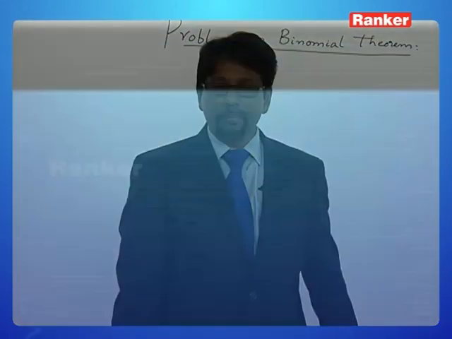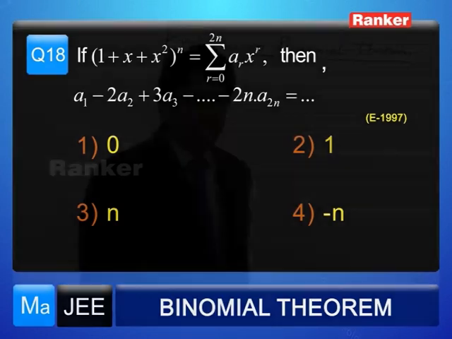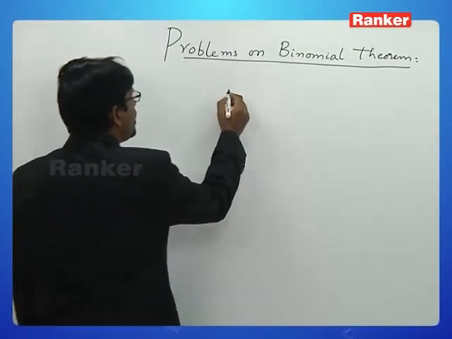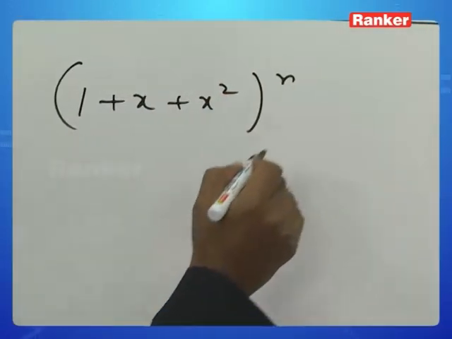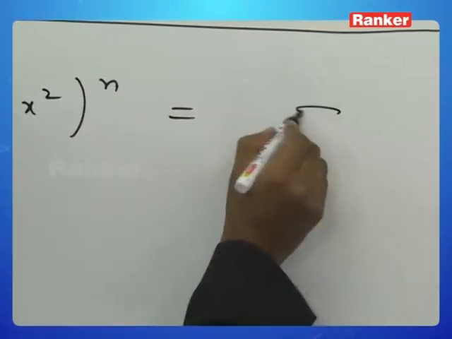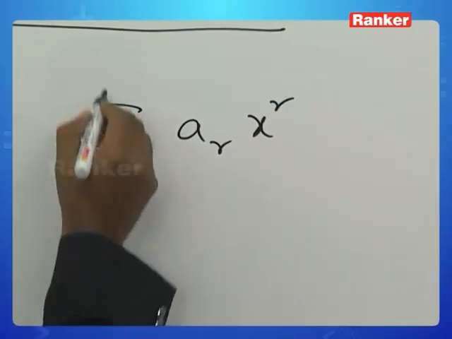Let's move to the next question here. If (1 plus x square) raised to the power n is equal to summation r ranging from 0 to 2n of ar into x power r, then a1 minus 2a2 plus 3 into a3 minus 4 into a4 and so on minus 2n into a2n is equal to what? Now, we are given (1 plus x square) raised to the power n is equal to sigma ar x power r ranging from 0 to 2n.